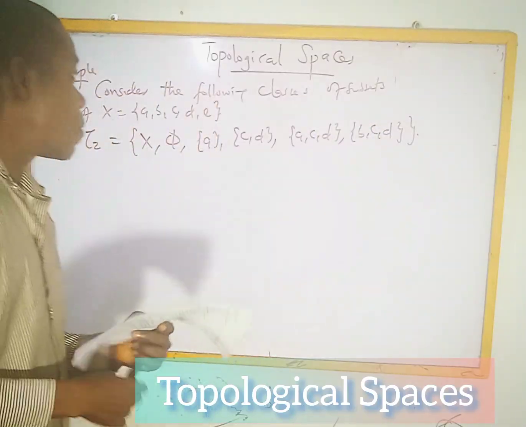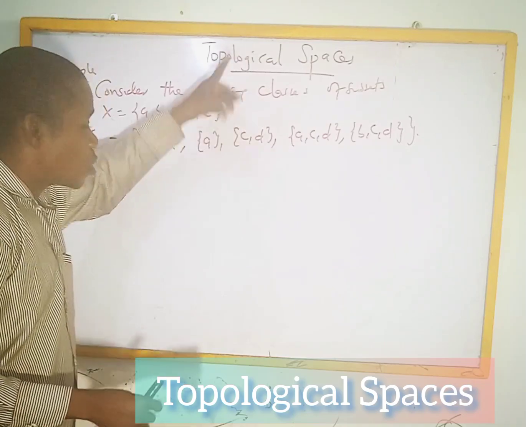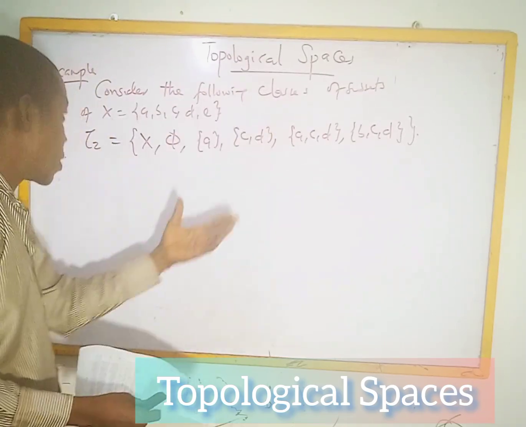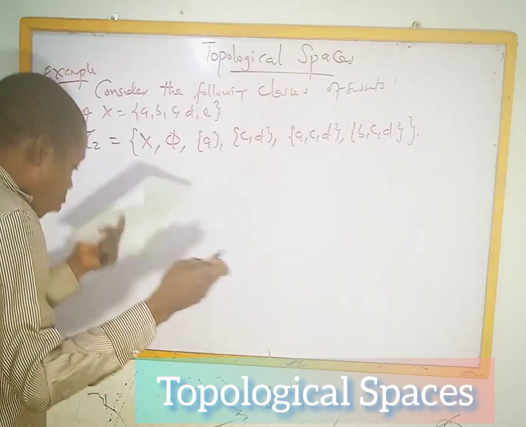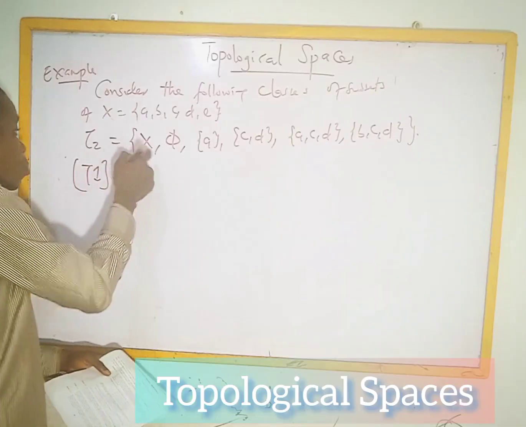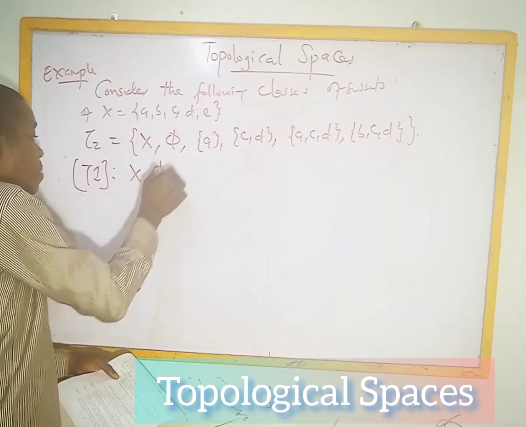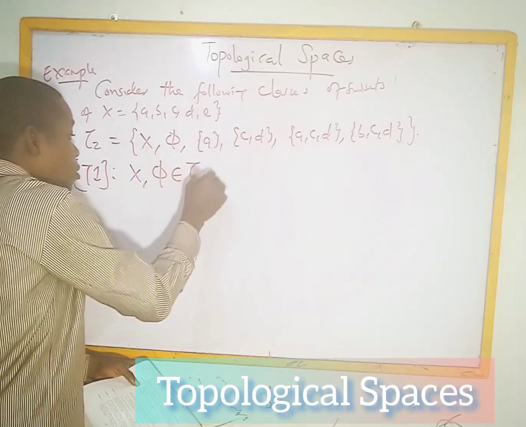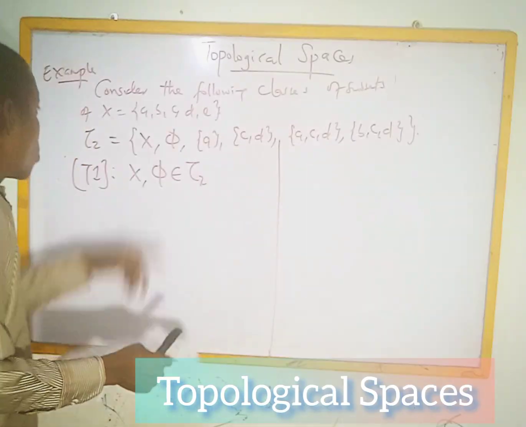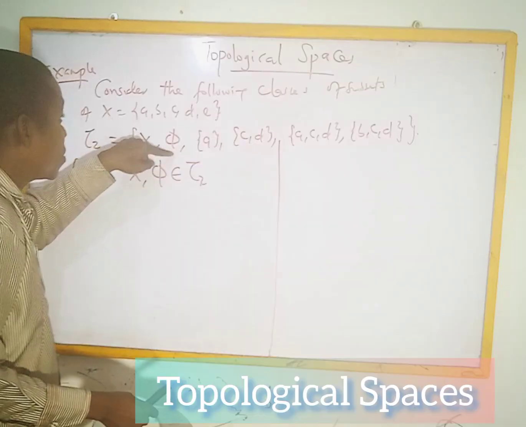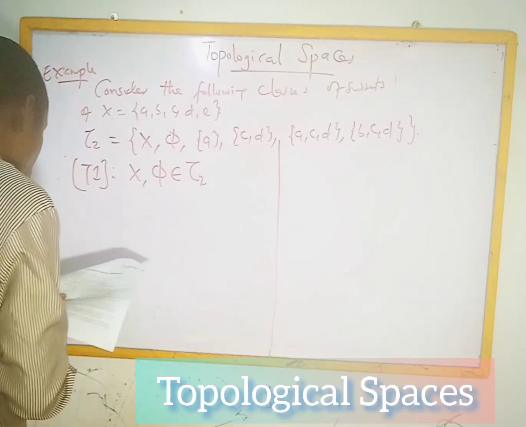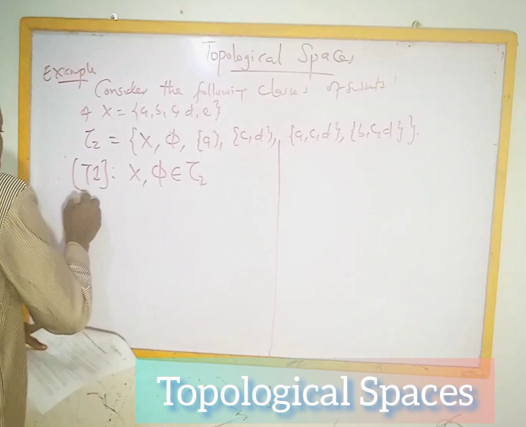Now let me ask a question. Will this one form a topology? That's the first question I ask myself. Will this one form a topology? Now let's check it. Condition number 1 is obviously true. Condition number 1 is what? It is true because I find that X and the empty set are members of that topology. You can see the whole set X and the empty set are there. Now, let's check condition number 2. Does it hold?